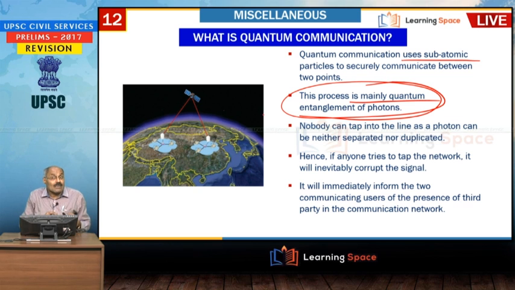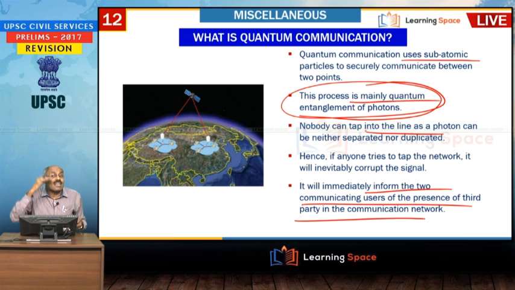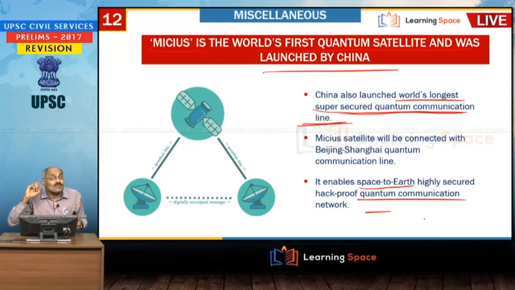Photons are subatomic particles, and nobody can tap into this line, as a photon can be neither separated nor duplicated. If anyone tries to tap the network, it will inevitably corrupt the signal. It will immediately inform the two communicating users of the presence of a third party in the communication network. So friends, these two, please don't forget.